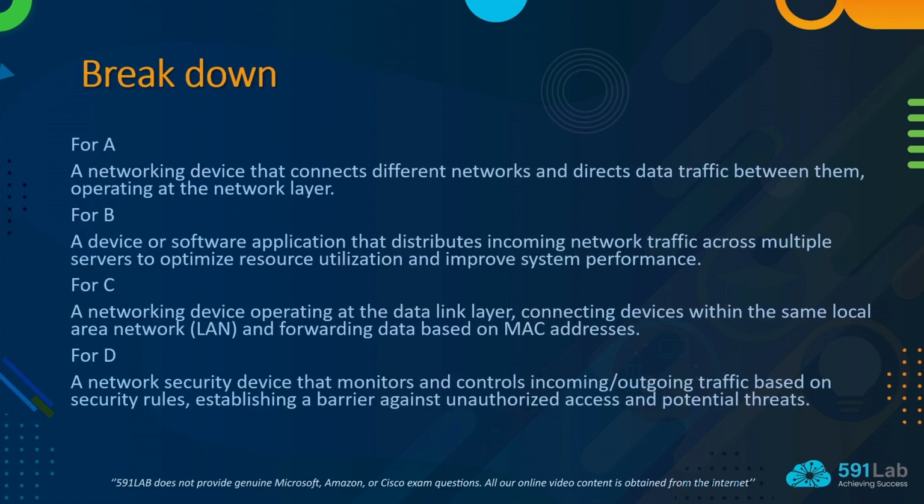For option A, a router is a networking device that connects different networks and directs data traffic between them. So it operates at the network layer of the OSI model. Routers primarily make decisions based on IP address and are critical for routing data between different networks.